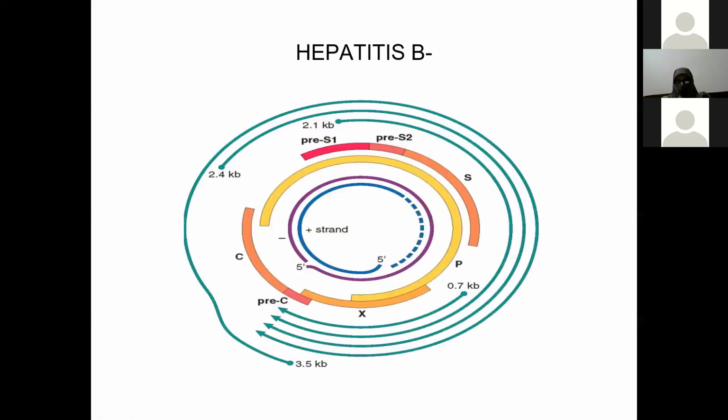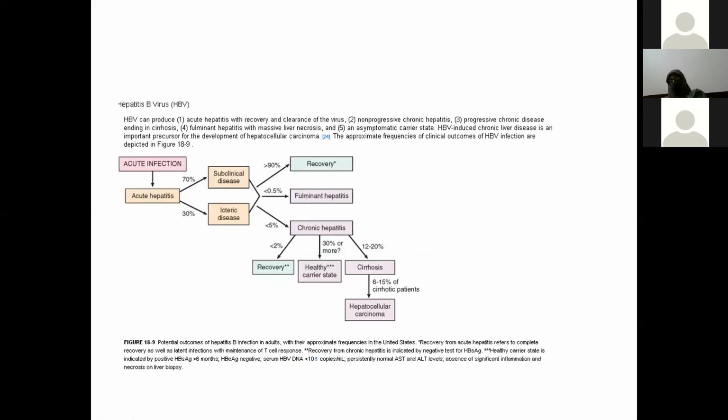So basically what we learn from this is that a very small percentage, less than 5%, acquire chronic hepatitis. Basically the problem is only with these chronic hepatitis patients. Otherwise, in acute hepatitis, the large majority recovers by themselves.